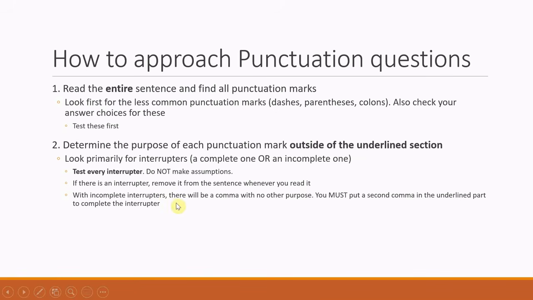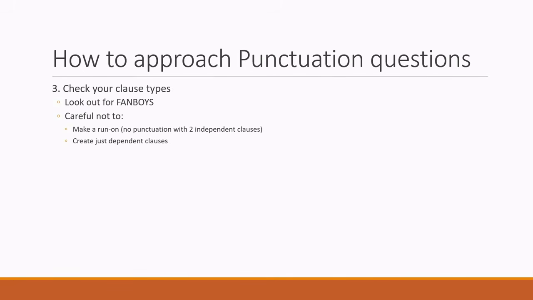If you have an incomplete interrupter, there's going to be a comma with no other purpose. It's not being used for anything else. You're going to have to realize that and put the second comma into your answer to finish that interrupter. So once you have those two things figured out, you might be done, but if not, we'll keep going.